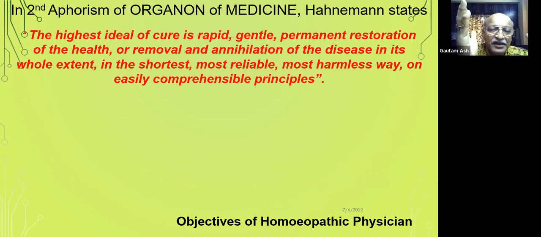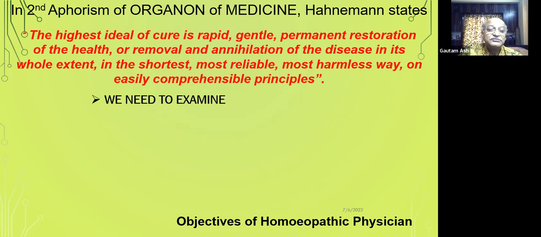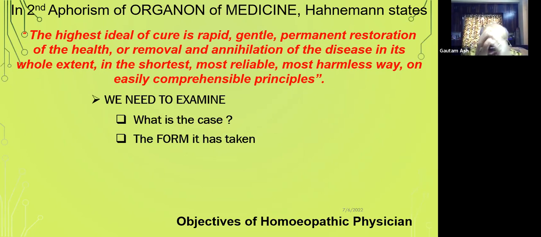This is the therapy. What we have to do is select a medicine easily. We have to give the medicine which will not create any toxic action. We have to make the patient healthy. We have to alleviate the patient without any harm, easily. So within a short period of time, in a reliable way, a harmless way, and a way which can be understood by everybody easily, that is nothing but the objectives of a homeopathic physician. So we need to examine. To do that, we need to examine. Whom will we examine? What is the case? So examination is very, very important.